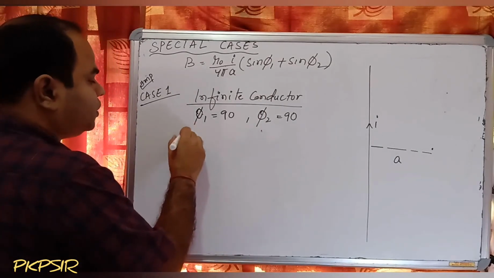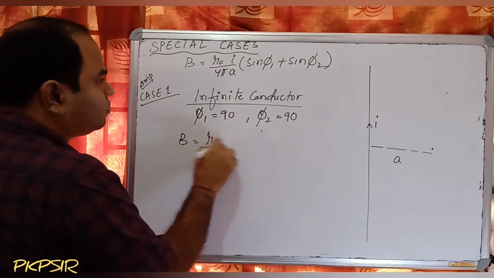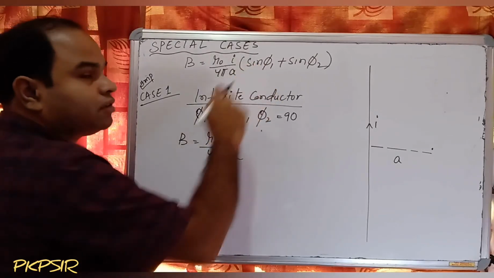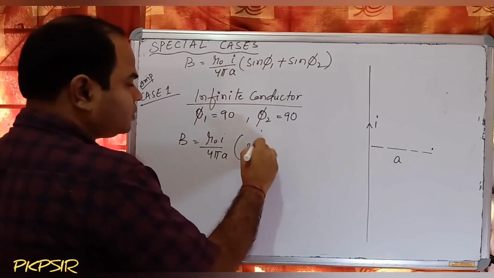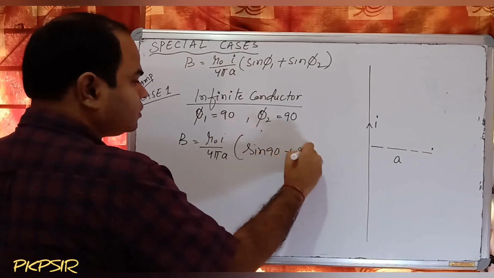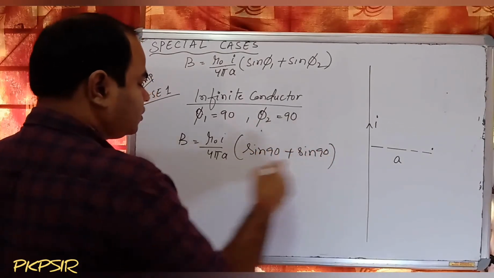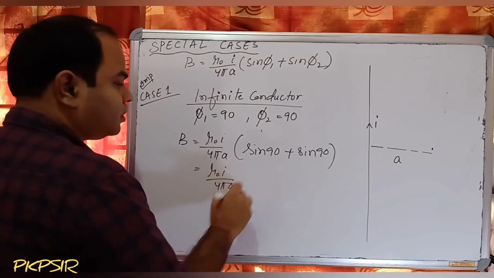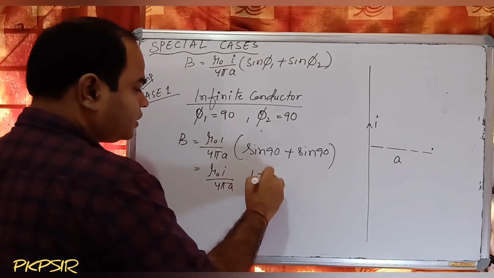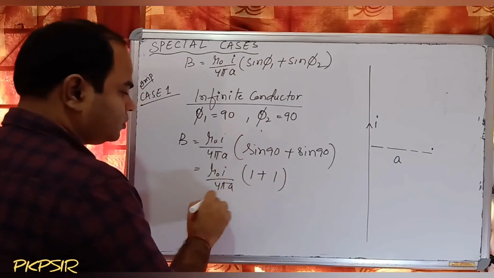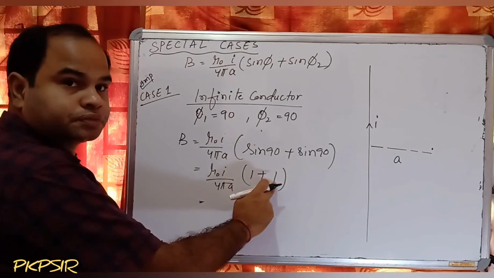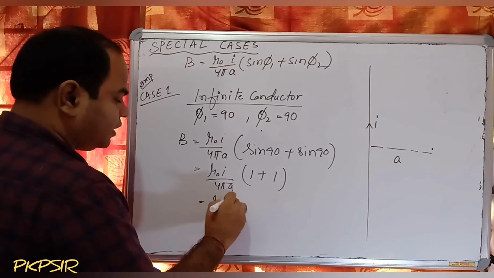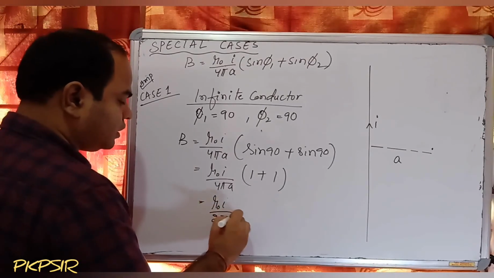So B is equal to mu naught by 4 pi a, phi 1 is 90, so that is sin 90 plus sin 90. So that is mu naught I by 4 pi a, sin 90 is 1 and this is also 1, so this is 1 plus 1 is 2, 2 divided by 4, so that is mu naught I by 2 pi a.